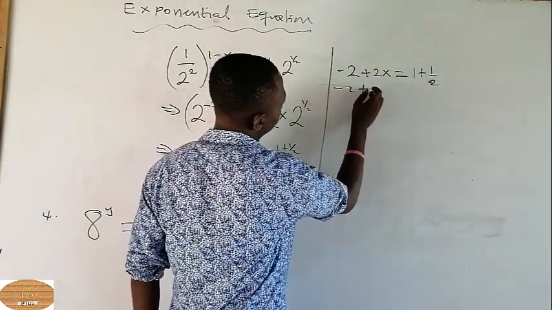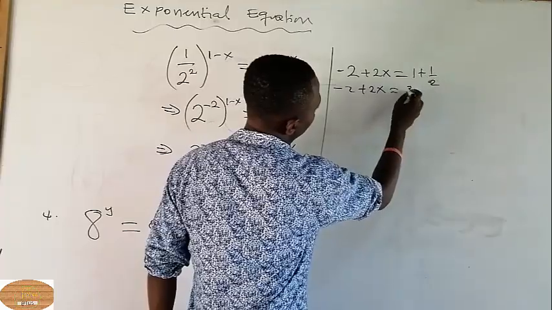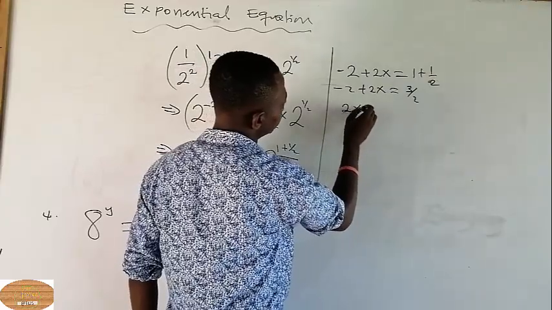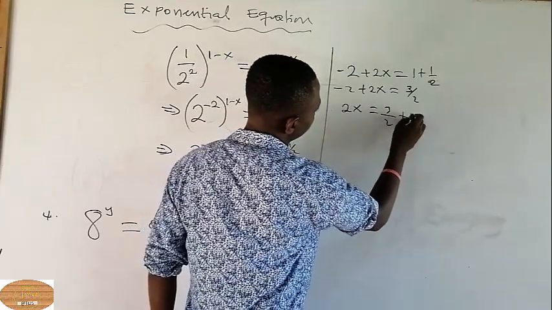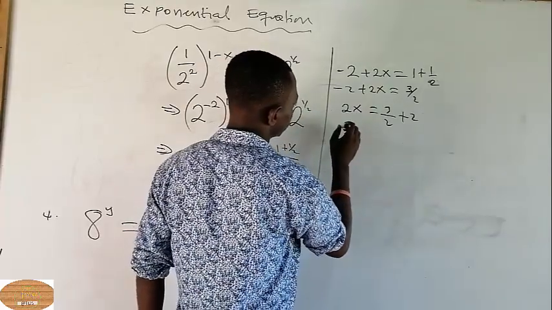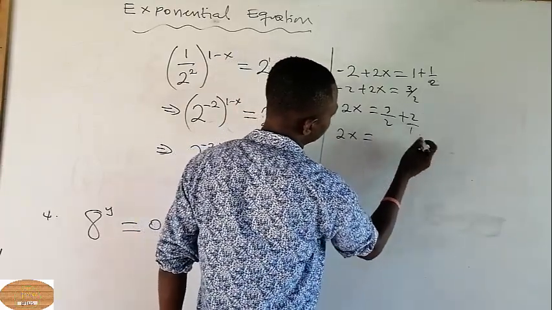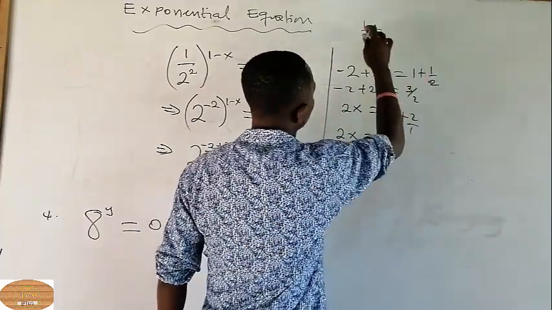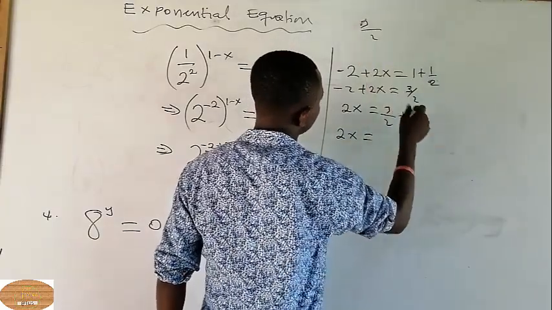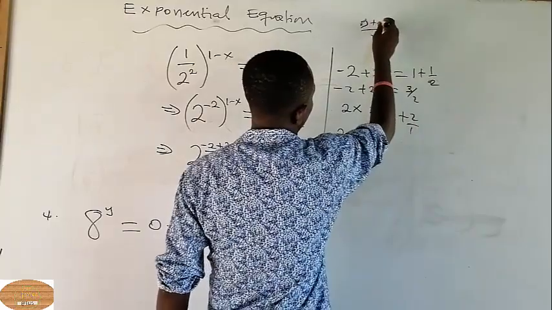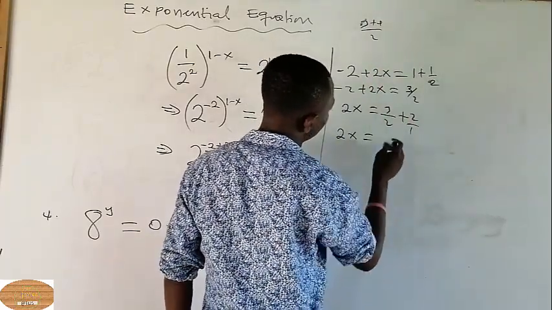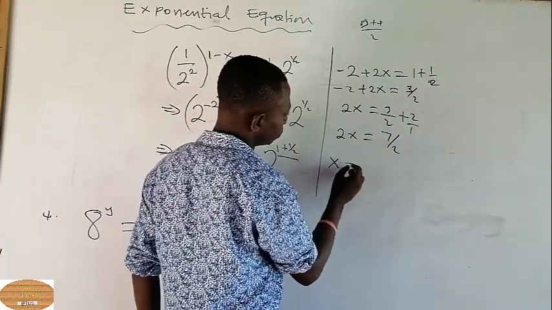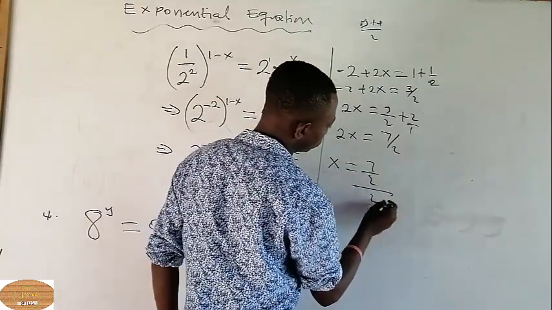Right, I have this. So I have minus 2 plus 2x equals 3 over 2. So let me send the minus 2 to the other side. So 2x equals 3 over 2 plus 2. Alright. So let me find this one. The LCM will be 2. 2 into 2 is 1 times 3. So 1 into 2 is 2, then 4. So I have 7 over 2 for this side. Alright. So this one is the same as x equals 7 over 2 all over 2.